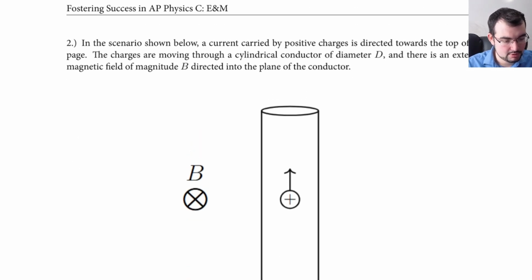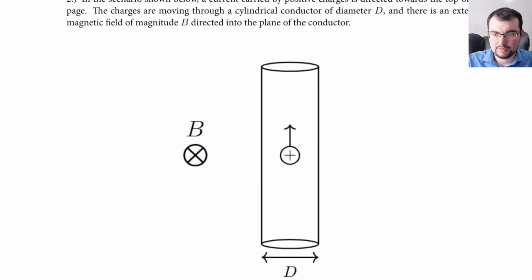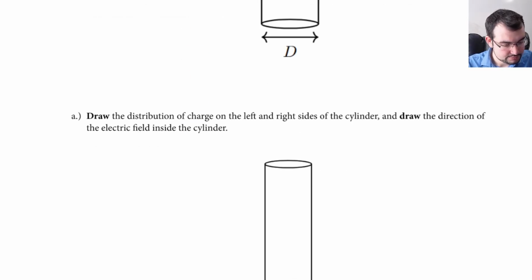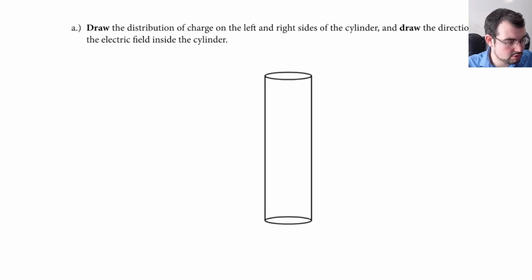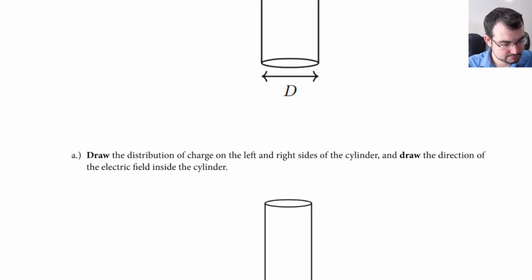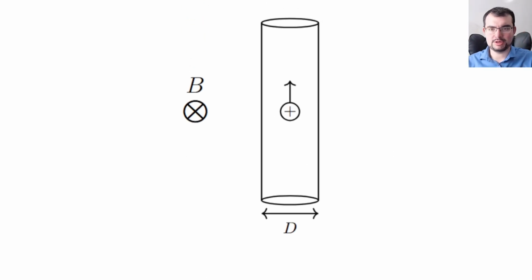All right, let's do a couple representative examples here. So we got positive charges moving up through a cylinder, and the magnetic field is into the page. So first we're going to draw the sort of Hall effect setup we have. So if I do qv cross B, my positive charges are going to get slapped to the left. Thumb points up, fingers into the screen, force is left.